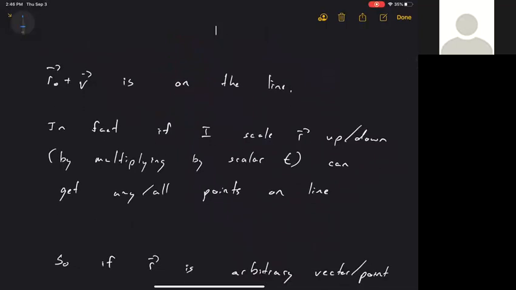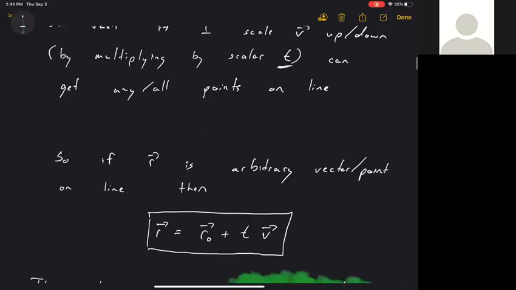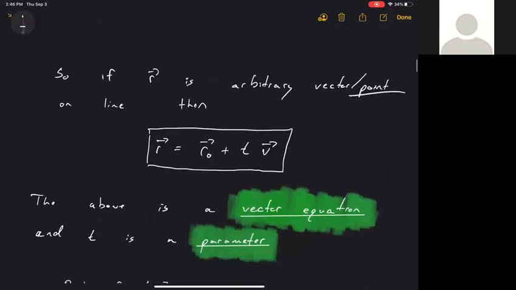If I scale the vector, and that should be v, if I scale v up or down by multiplying it by some scalar, let's call it t, then we can get all points on the line, or any point on the line. So let's say r is some arbitrary vector whose endpoint is on the line, or I can think about it as a point on the line. Then I can always write this point on the line, this vector with endpoint on the line, as r0, that kind of known point, and then a multiple of my parallel vector.